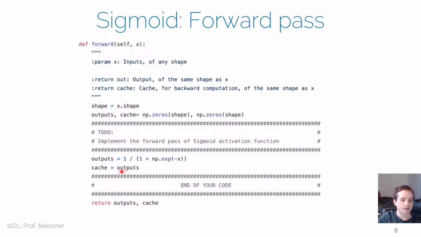And cache is what we need to memorize for the backwards pass. And in the case of the sigmoid function, since we saw that the derivative can be written in terms of the sigmoid itself, all we have to store is just the output, which is the sigmoid. And that is what we return for the forward function.